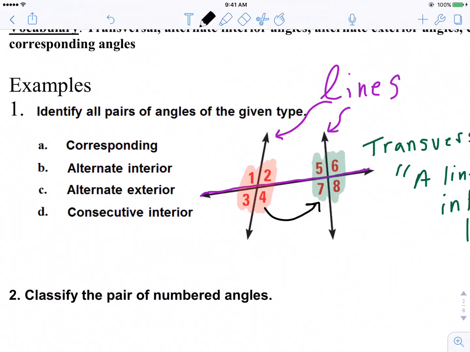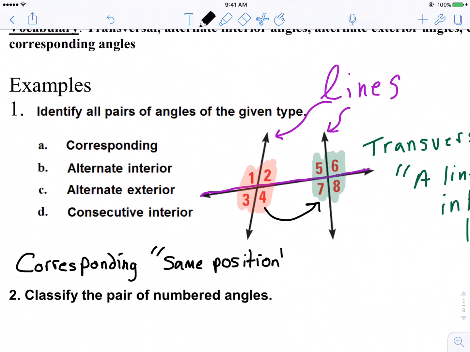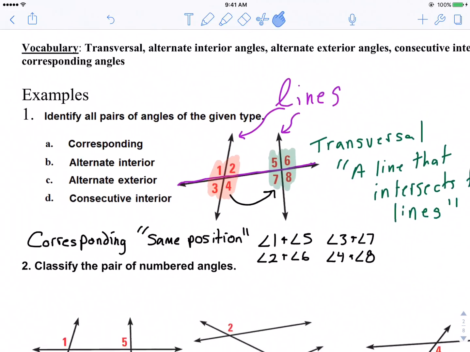And we have 4 ways to describe them. Corresponding angles, there are 4 of them. They describe angles that are in the same position. So correspond, they're in the same position. That would include angle 1 and angle 5, angle 2 and angle 6, angle 3 and angle 7, angle 4 and angle 8. So we're always talking about the same spot, kind of the upper left corner, upper right corner, bottom right, all those things. They all correspond to each other.